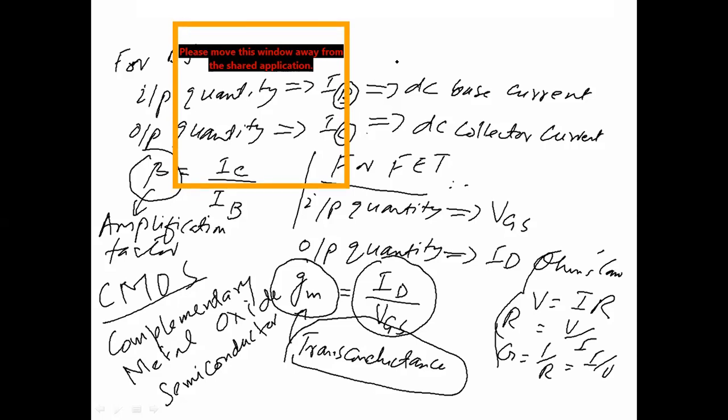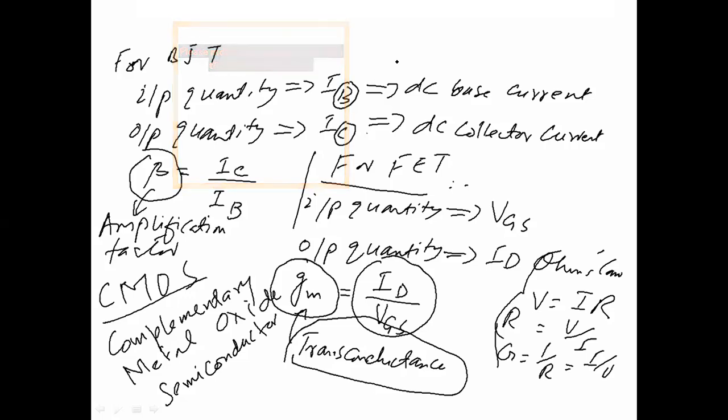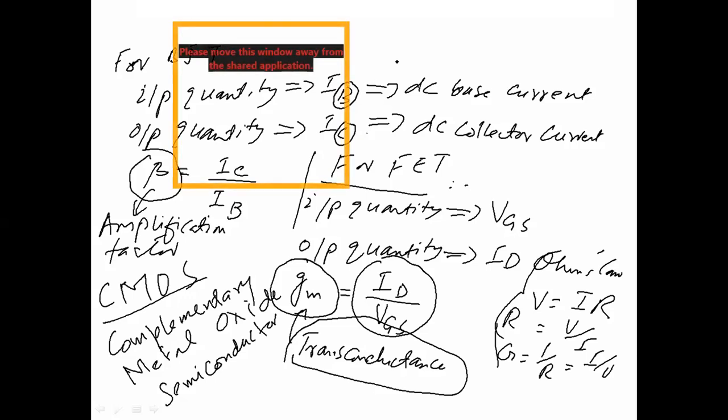So one thing should be noticed here. When we perform AC analysis, we require a model. Without a model, it is difficult to perform AC analysis of an amplifier circuit. So we require a model to perform AC analysis of an amplifier circuit. Keep in mind.